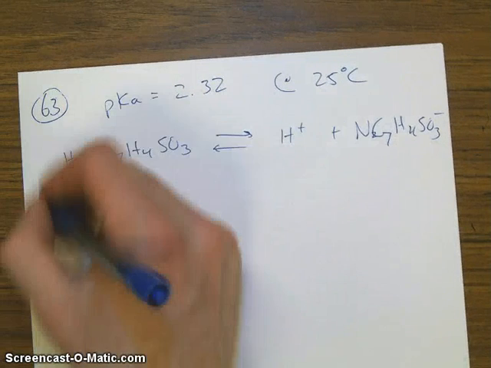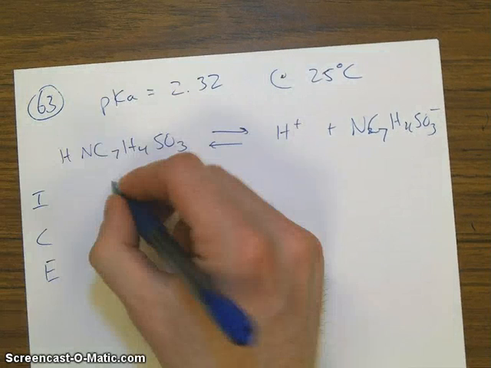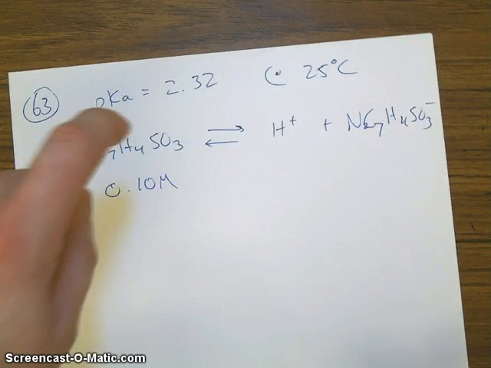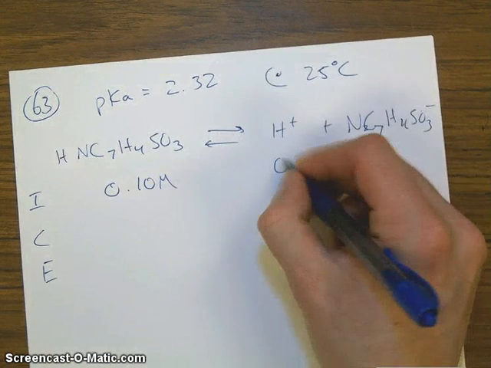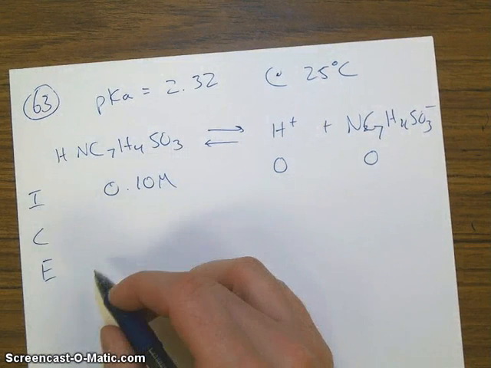I'm going to use an ice table in this problem because they tell me that I begin with 0.10 molar of my saccharin. And what's happening is it's a weak acid, so it's dissociating. And initially I begin with 0 amounts of each of those. Now what I'm going to do is calculate the change.